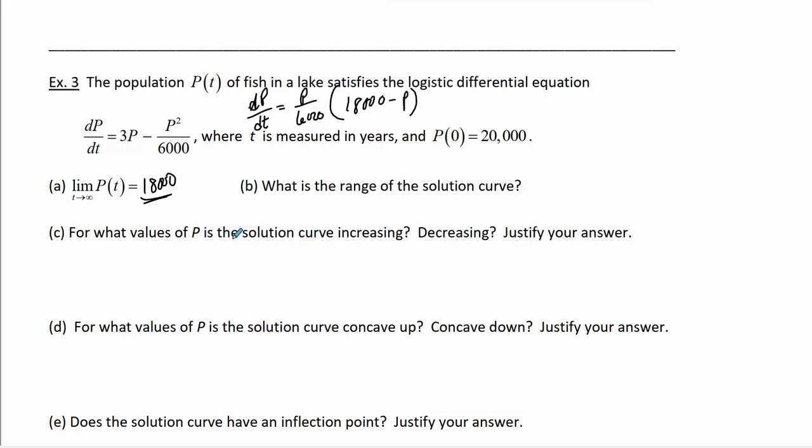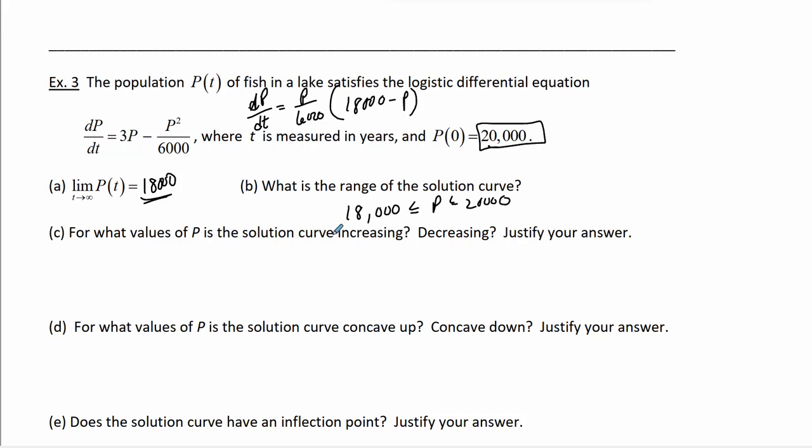What about the range of the solution curve? Well, if we know the carrying capacity is 18,000 and the initial is 20,000, it's going to be a little different, but the range is 18,000 to 20,000. So our graph is going to have your carrying capacity and our function is going to be above it, starting above and coming down.